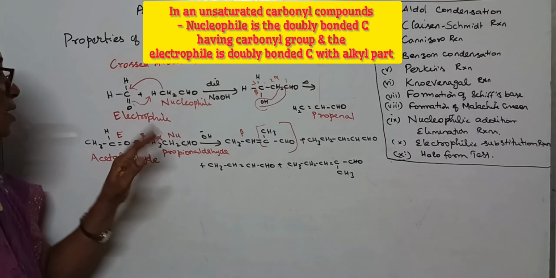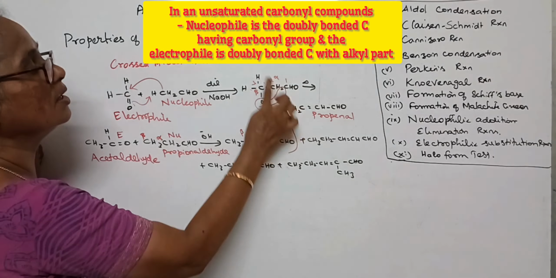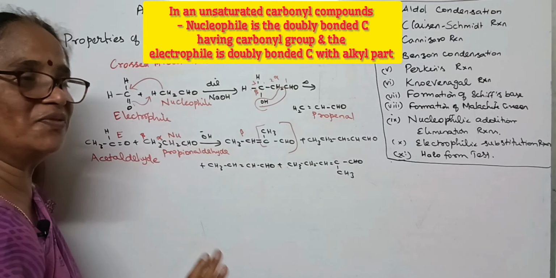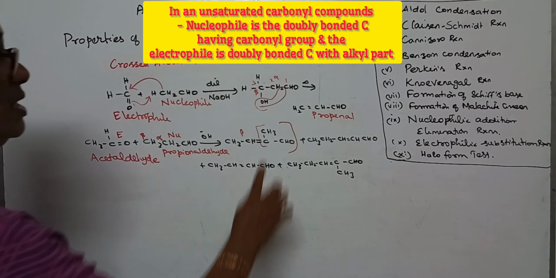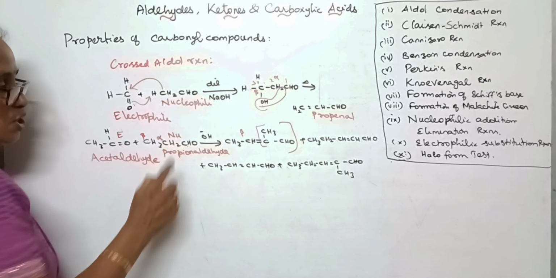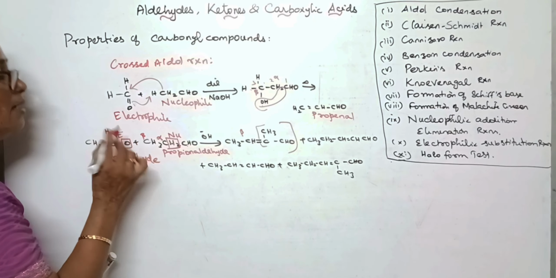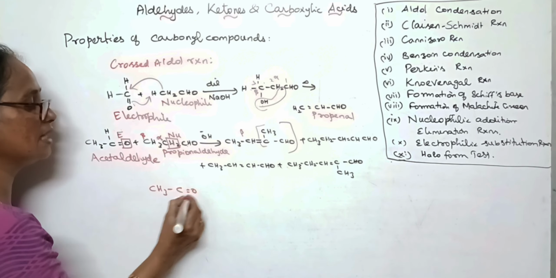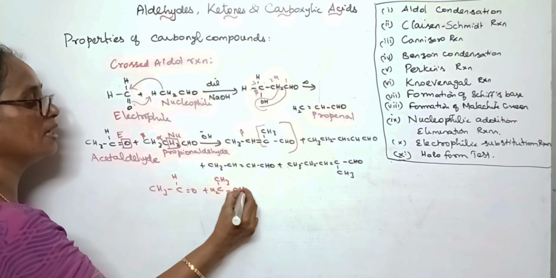Now this carbon has 2 hydrogen atoms. Actually we are removing water from the alpha carbon and the beta carbon. The beta carbon will provide only the OH group. The alpha carbon will provide the hydrogen required for the formation of water. This carbon has 2 hydrogen atoms, and these 2 hydrogen atoms are removed as water with this acetaldehyde. So I can write CH3C double bond O plus CH3CH2CHO.